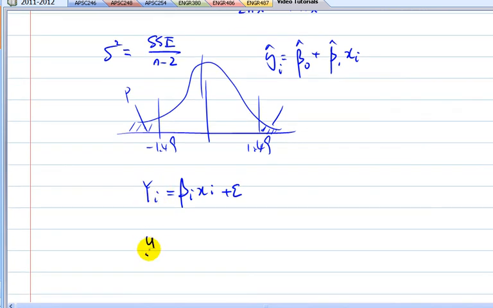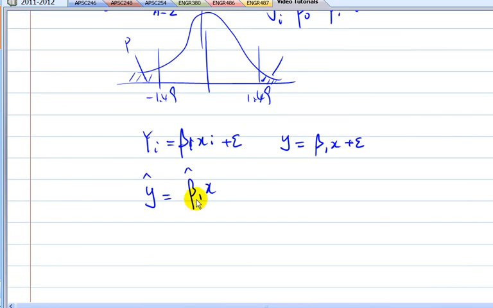Then we need to estimate it. We estimate it with this one here. Your original one is basically y equal to beta 1 x plus epsilon, right? So then I need to come up with, using the least squares approach, a solution for beta 1 hat.